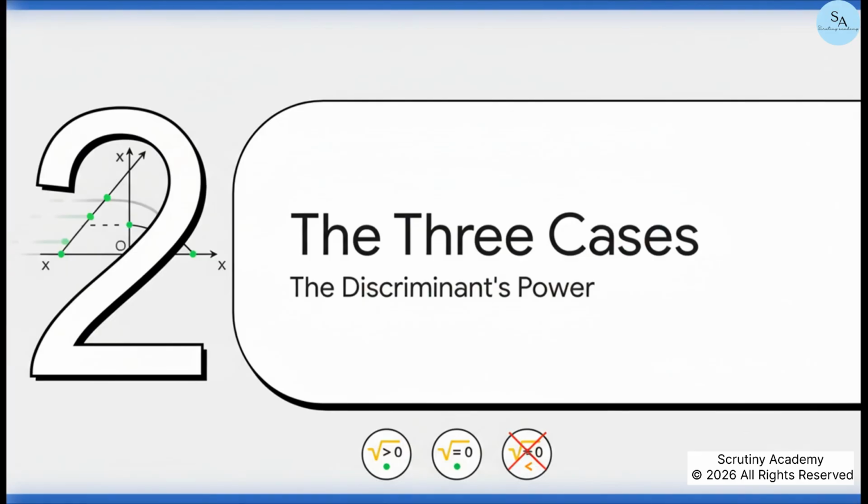Well, it's pretty cool. There are basically three magic cases, three possibilities that tell us exactly what kind of answer we're going to get. And hey, pay close attention to the graphs we're about to see. They make it super clear.